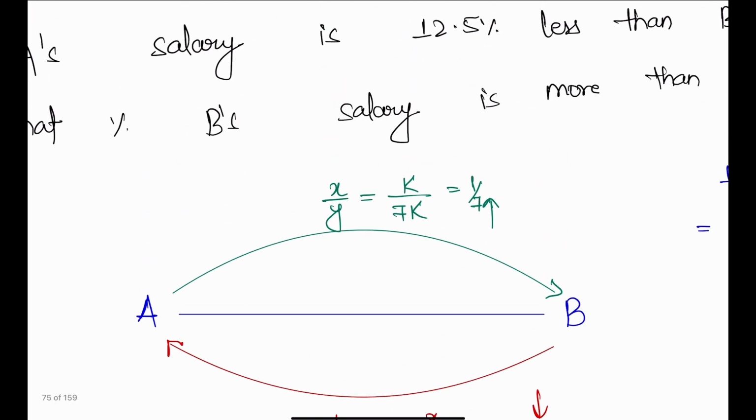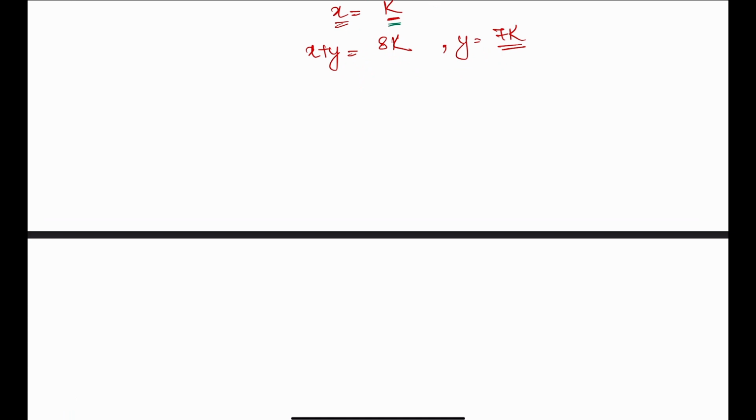So 1 by 7 is how much? If I remember correctly, this is nothing but 14.28%. It doesn't take much time for us to solve. So the answer of this one is 14.28%. Let's take more questions and try to solve.